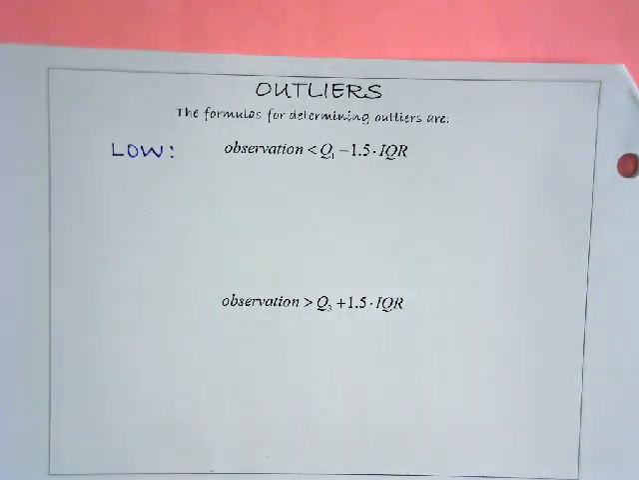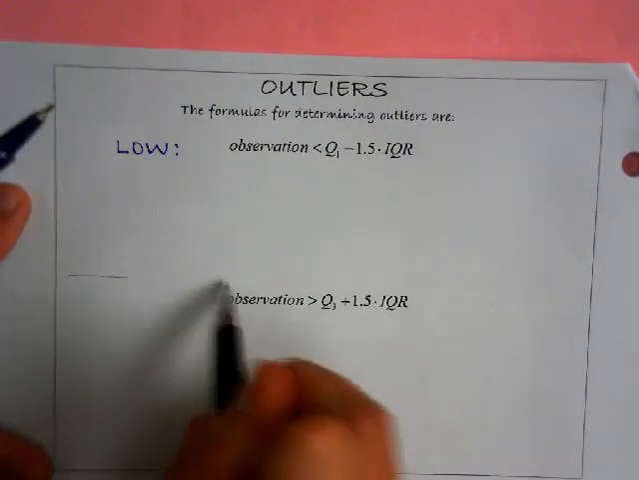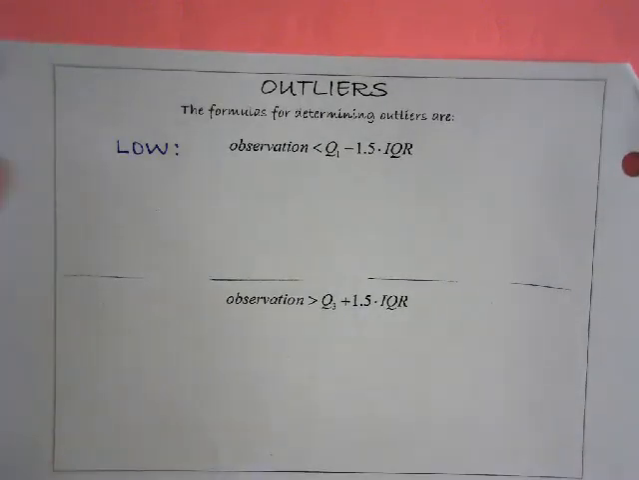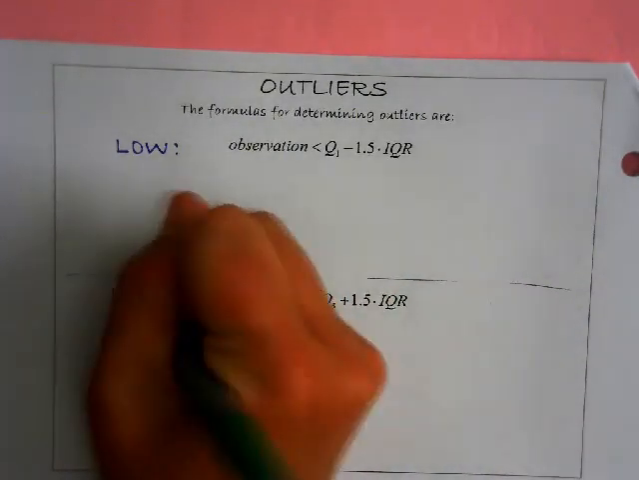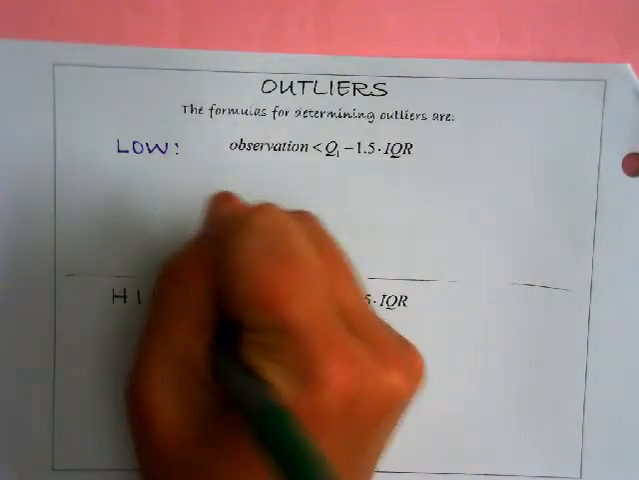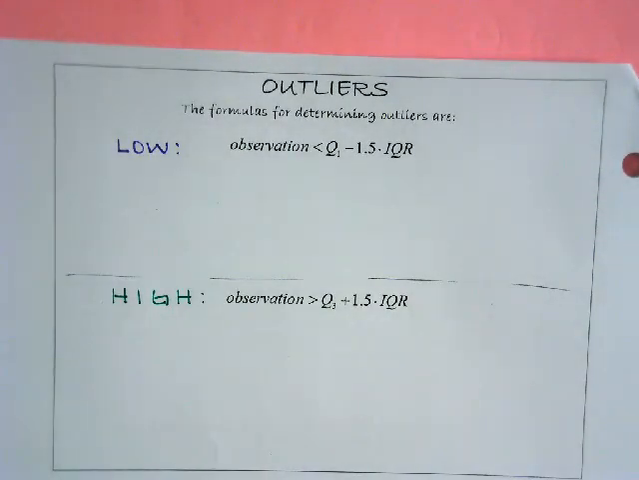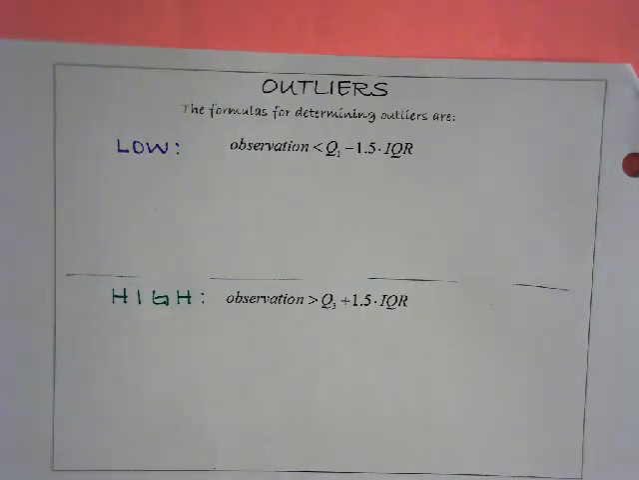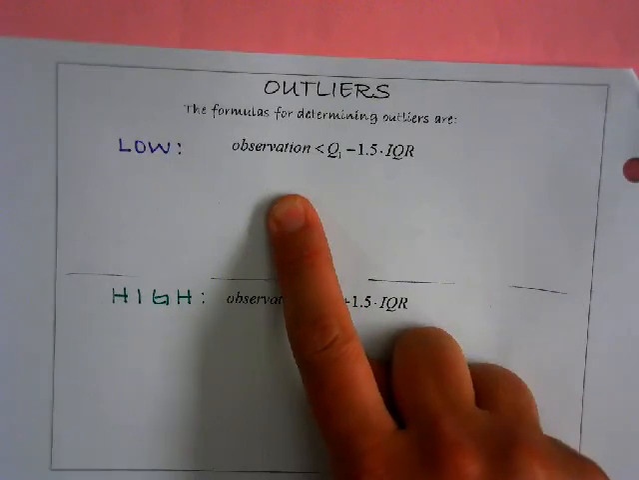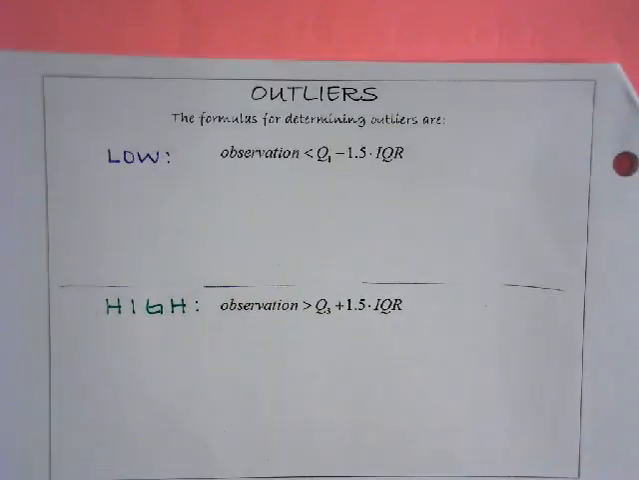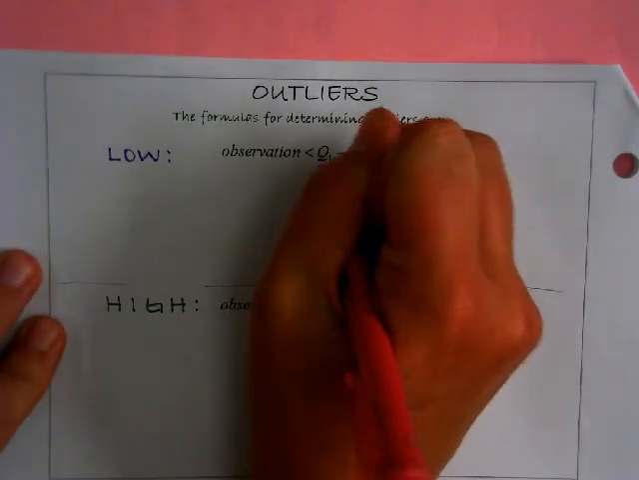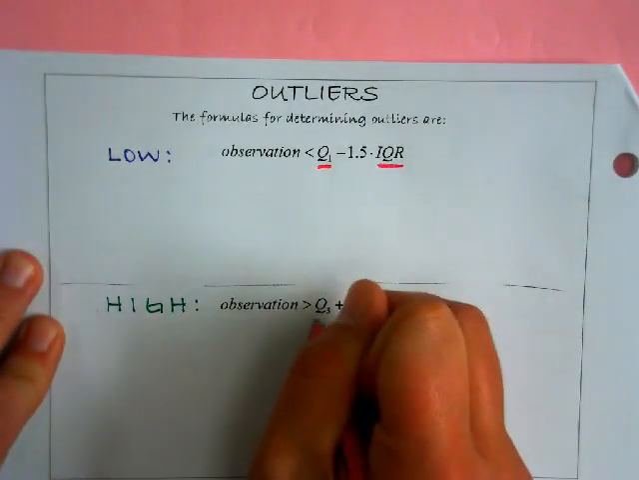The other one says the observation is greater than Q3 plus 1.5 times the IQR. That's for high outliers. We're going to do both, but we already saw from the warm-up in Seth's box plot, we should get no low outliers, and we should get 118 for our high outlier. So, notice the things in the formula that we need to know. We need Q1 and the IQR. Here we need Q3 and the IQR.